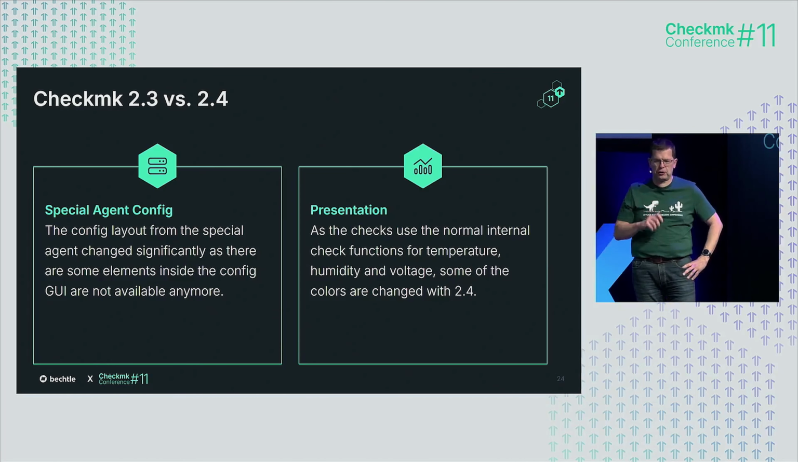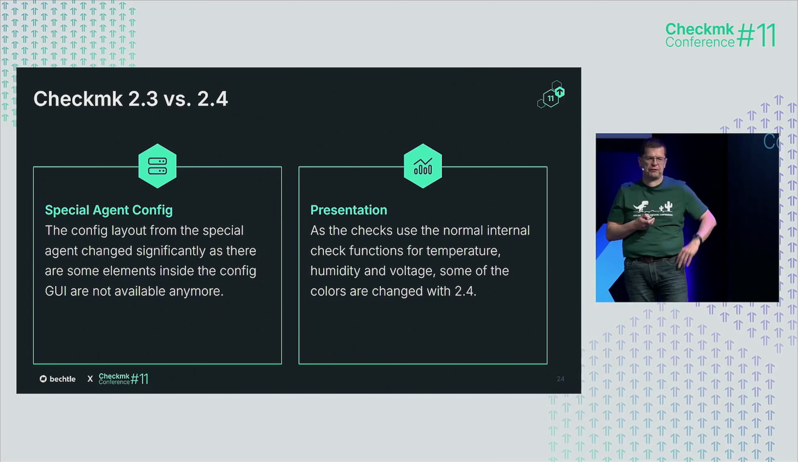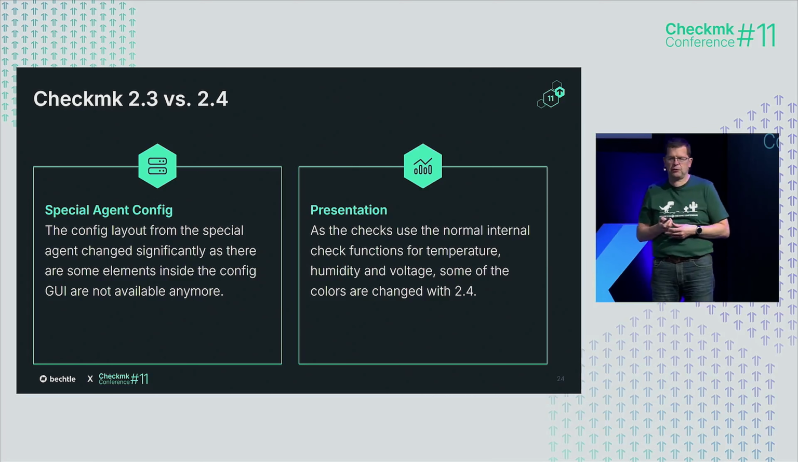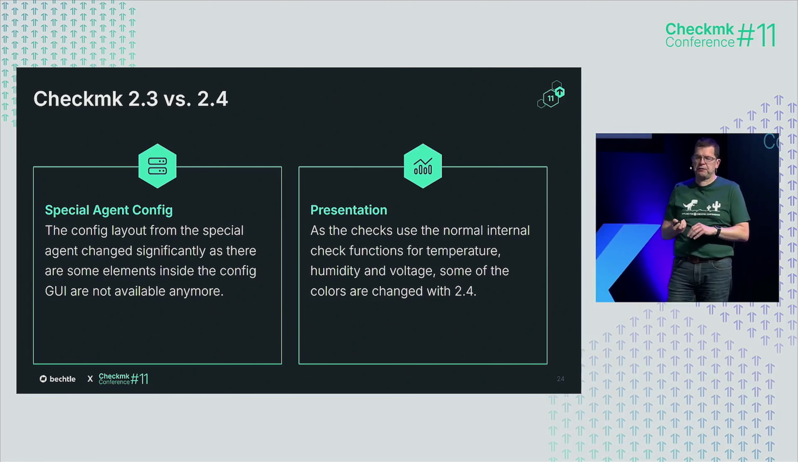Now we will have a short look at the differences between Checkmk 2.3 and 2.4, as it's mostly the configuration what changed. The special agent config and a little bit the presentation of the data. But the presentation side is only changed as the Redfish agent tries to use most of the built-in functions, so that I don't want to build every function by myself. I want to reuse the existing things, and if there's a change in color or something like that, it also changed inside Checkmk between the versions, as it's using the built-in functions.